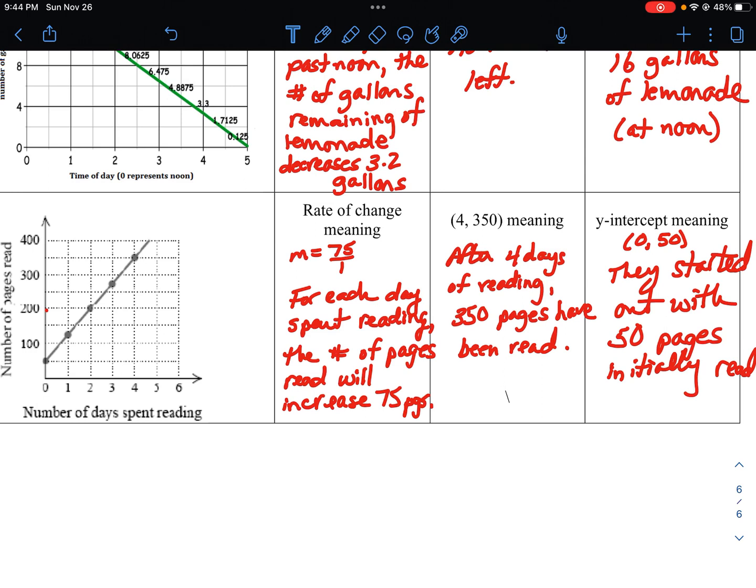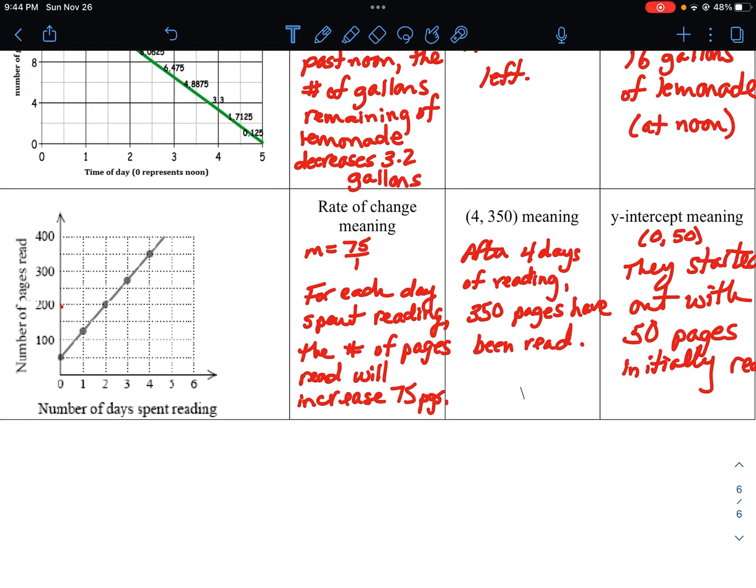Then when you look at this next example, it has to do with the number of days spent reading and the number of pages that I read. So you can clearly see that on day 0, I'm at 50 pages. And then on day 4, I'm at 350. So you're going up, if you want to work it this way.